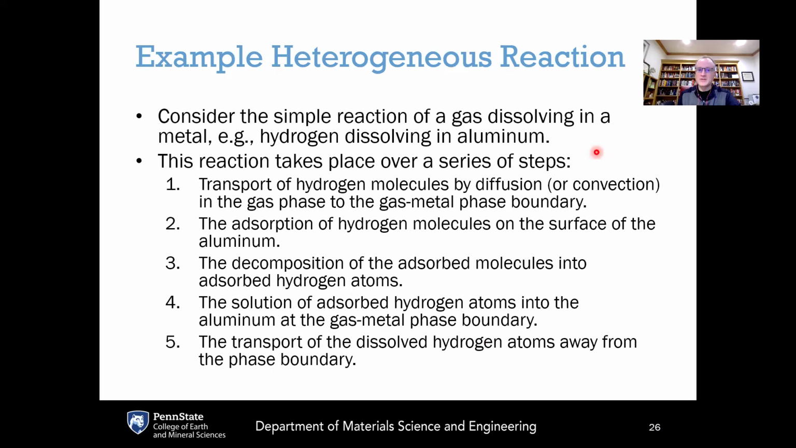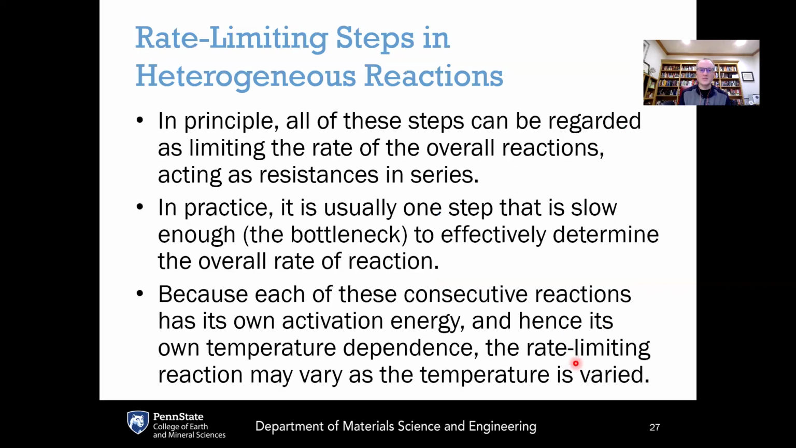For example, what if we consider a simple reaction of a gas dissolving in a metal, for example, hydrogen dissolving in aluminum? This reaction takes place over a series of steps. First, there is the transport of hydrogen molecules by diffusion or convection in the gas phase to the gas-metal phase boundary. Next, the adsorption of hydrogen molecules on the surface of the aluminum. Step 3 would be the decomposition of the adsorbed molecules into adsorbed hydrogen atoms. Step 4 is the solution of adsorbed hydrogen atoms into the aluminum at the gas-metal phase boundary. Next is the transport of the dissolved hydrogen atoms away from the phase boundary.